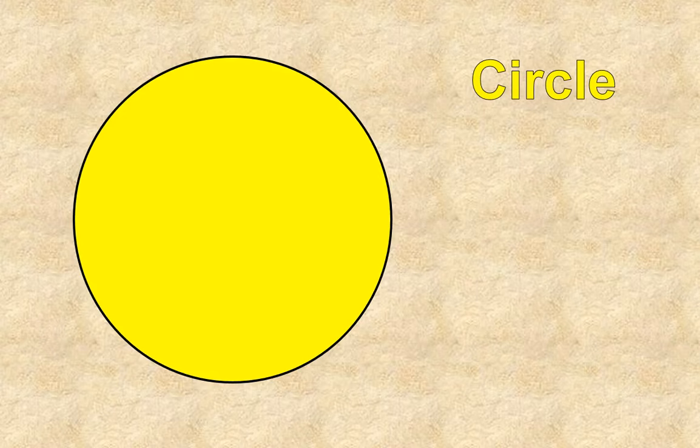Let's do this. This, my friends, is a circle. It's a round, two-dimensional circle looking thing. And this one's yellow, so that makes it even more fun. Alright, so this is a circle. I'm going to go over the three basic parts of a circle.